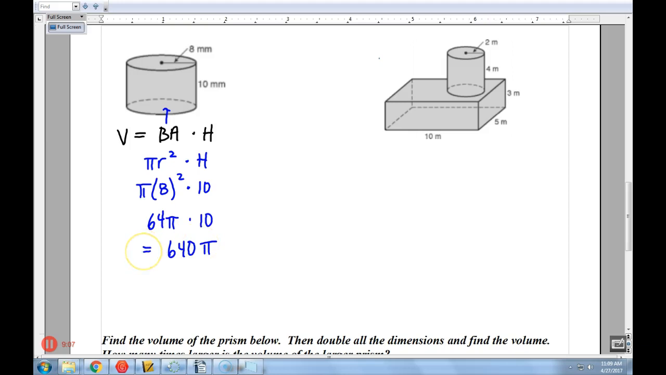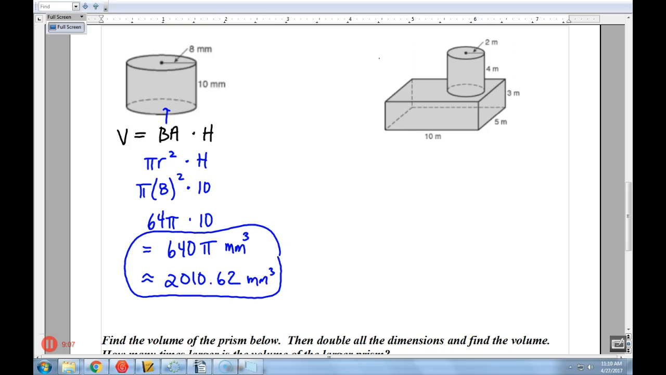Now that's exact. If I want to leave it exact, I can leave it there, call it millimeters cubed, and just call it a day. If I want to approximate it and get an actual real number that's a little more meaningful to me, I'm going to multiply it using the pi key. All your calculators pretty much should have a pi key. You can use 3.14, but the pi key is a little more accurate. And that's about 2010.62 if I round it correctly. So either one of these answers could be fair game for a test of mine or a standardized test. Alright, so there's volume of a cylinder.